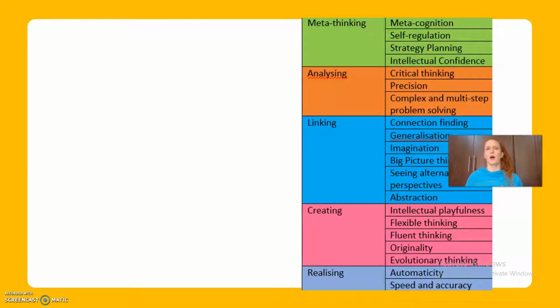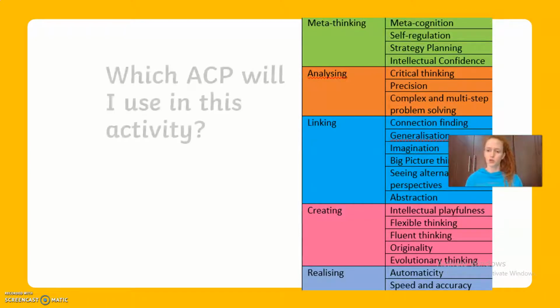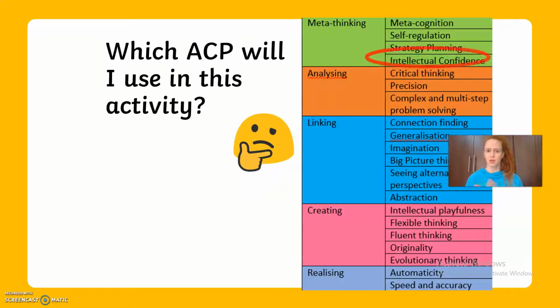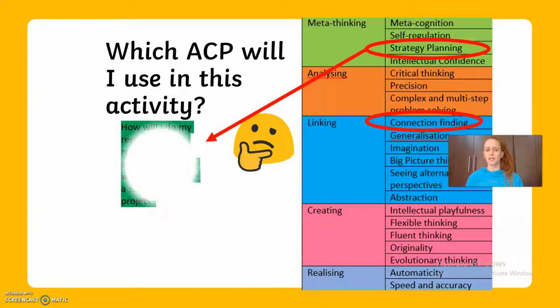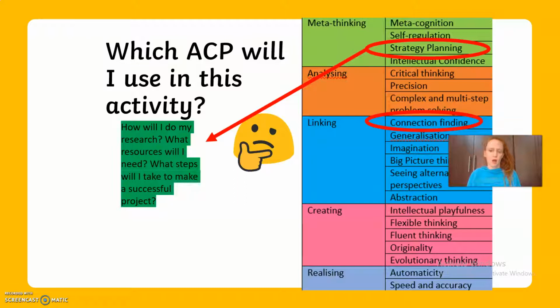Now, guys, I would like you to reflect a little bit and think about what ACPs you'll be using, okay? I hope that you've considered strategy planning, meta thinking, and connection finding. How? When I'm planning a strategy, I need to think about how am I going to do this, okay? What resources am I going to use? Am I going to use just internet or something else? What steps do I need to take to make this project a success?